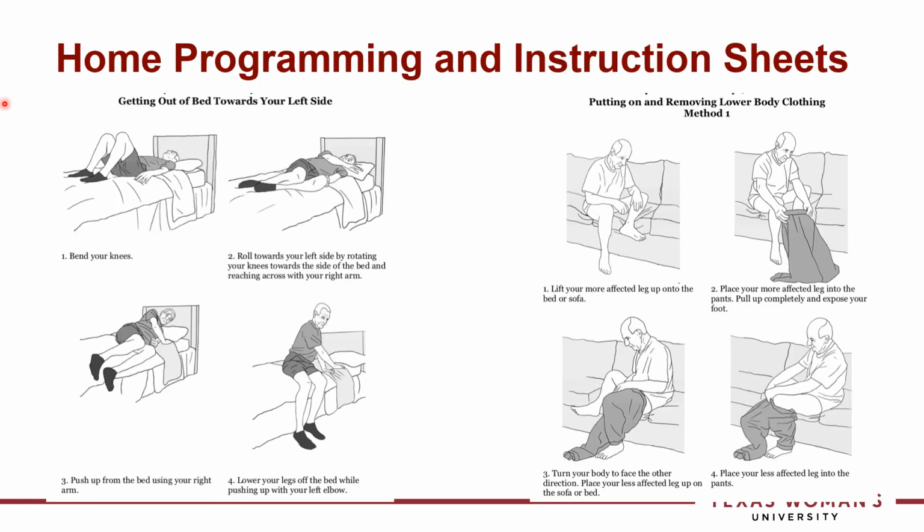These are some examples of instruction sheets with common ADLs that Frank would participate in to regain his independence. On the left, we have bed mobility, and on the right, we have lower body dressing. These are easy to read and include a title of the activity, written instructions, and pictures so that Frank and his wife can visualize the movements needed to achieve these tasks.